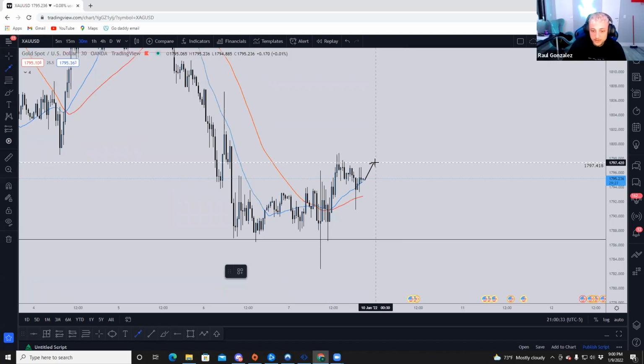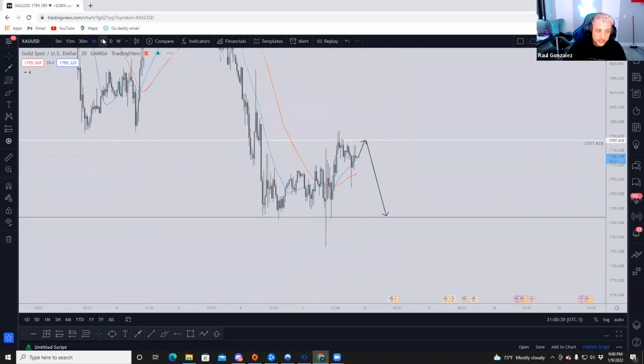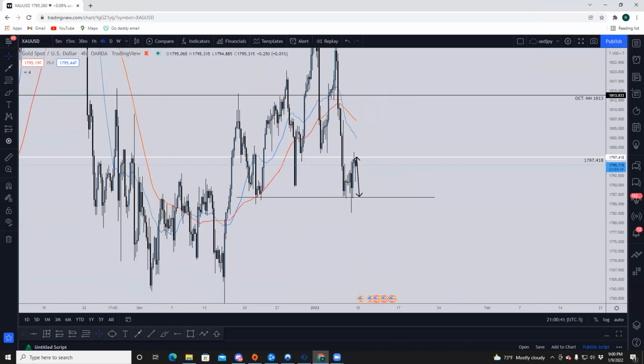Now, if price rejects 1797, then I'm going to look for price to come down into this 1786 range, where I'll take my profit.